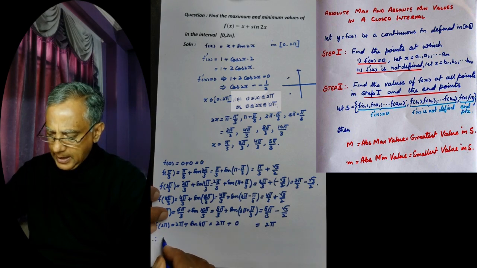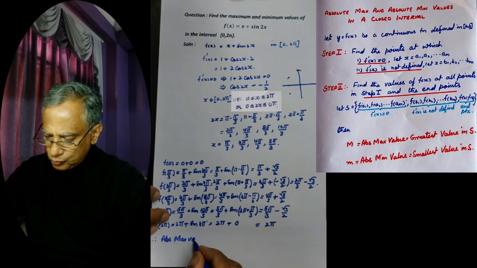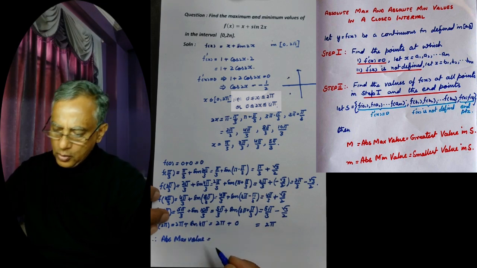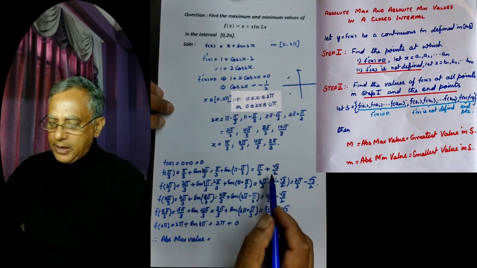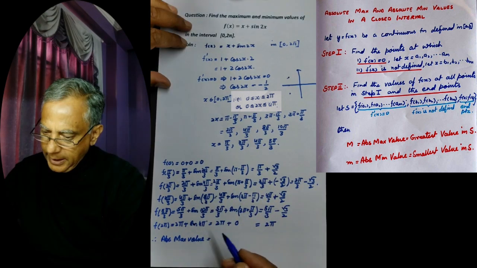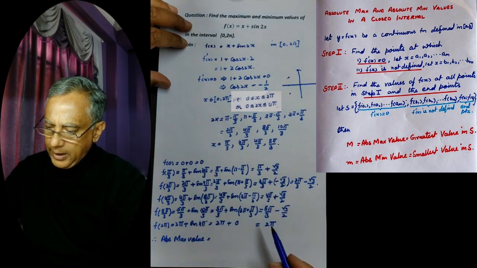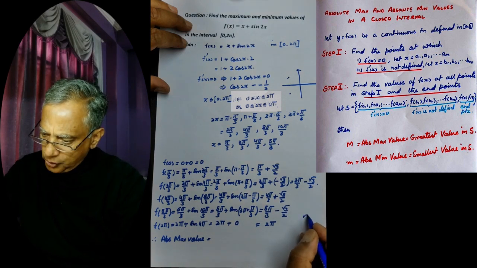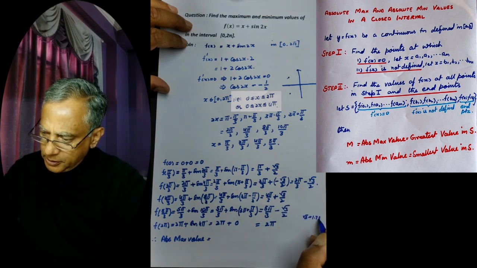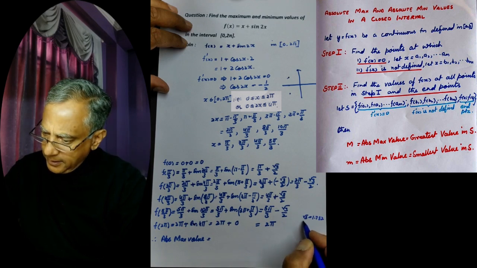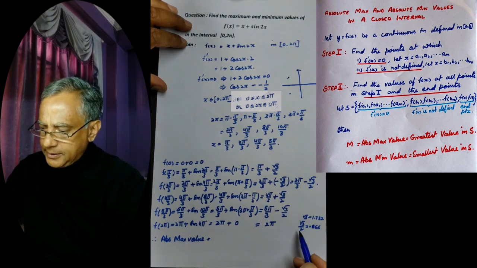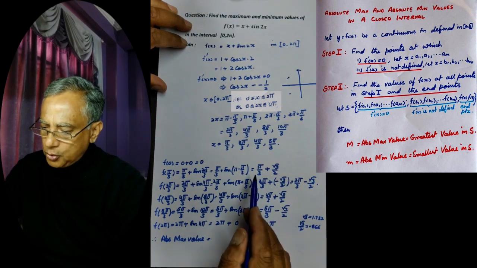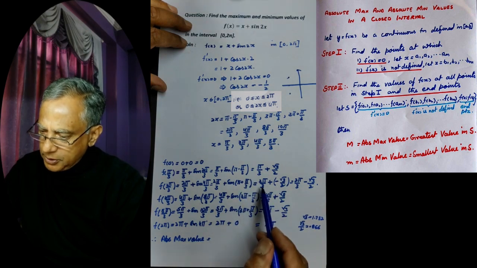And therefore the absolute maximum value is the greatest value among these. Greatest among these values. And to find the greatest, now we know root 3 is 1.732 approximately, and root 3 by 2 is therefore approximately 0.866. So this will be 1 plus this. No, this is not the greatest.